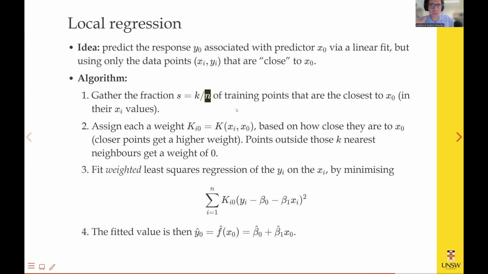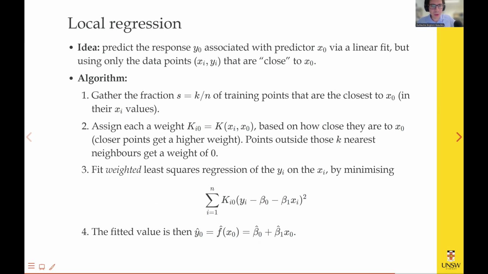Now, here there is an arbitrary choice, which is s. You would need to pick s arbitrarily, to be 20% or 30%. A little bit like in a smoothing spline, you arbitrarily pick lambda. So in this case, the arbitrary choice is about the proportion of points you consider to be close to x0. Again, you would say, for example, okay, I'm going to pick the 20% of points that are the closest to my x0. And closest in their x values, of course.